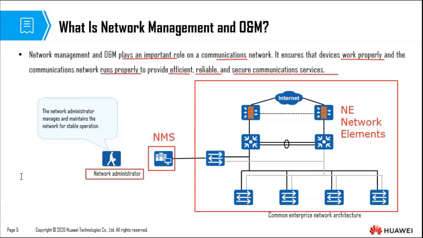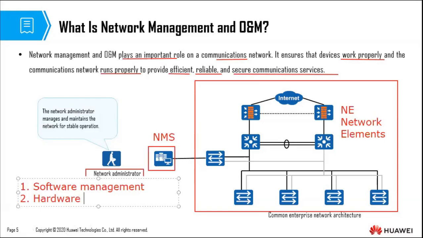Now, network management, operation and maintenance is classified into two. The first classification is software management. The second classification is hardware management. Software management is concerned with managing things like user accounts and configuring the read and write permissions. That is really authorization and things like that. So that is what we call software management.